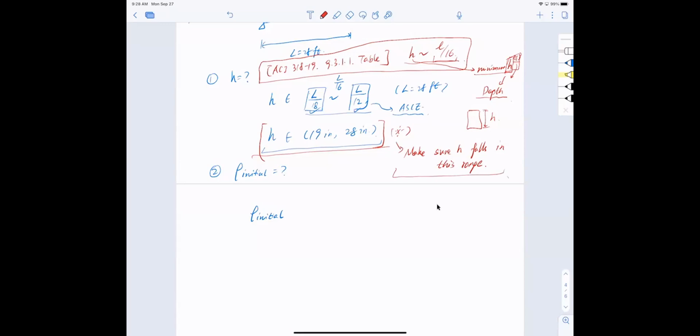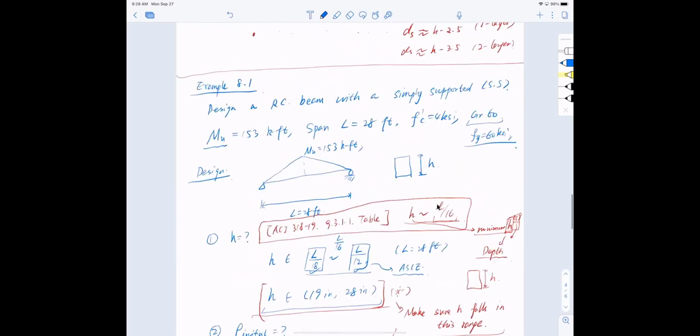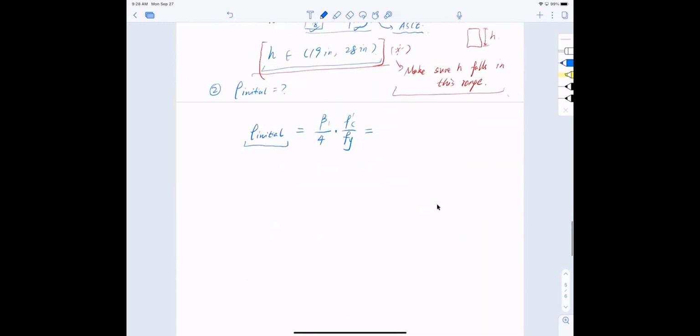So let's just put this range here without going through the detail, but the next step is very important. We've got to find our initial reinforcement ratio. Remember the equation we talked about before: rho initial equals beta1 over 4 multiplied by f prime c over fy. Now beta1, given the concrete strength of 4 ksi, is 0.85, divided by 4, multiplied by f prime c at 4 ksi and grade 60 ksi. To save you the trouble of calculation, I got 0.0142.